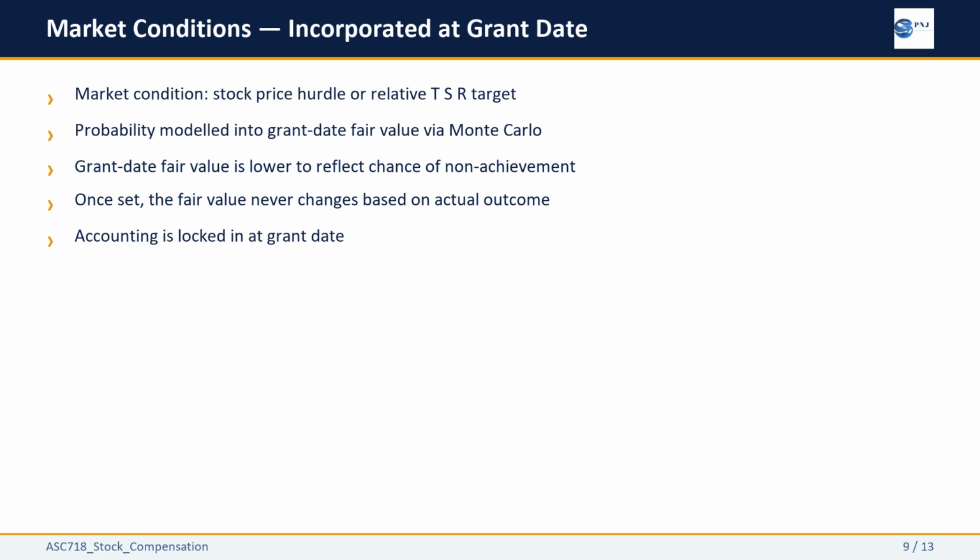A market condition, such as a stock price hurdle or a relative total shareholder return target, often called TSR, is treated entirely differently from a performance condition. Instead of adjusting the number of shares each period, the probability of achieving the market condition is modeled directly into the grant date fair value, typically using a Monte Carlo simulation. Because there is a chance the target will not be met, the resulting fair value is lower than it would be without the condition. And critically, once that grant date fair value is set, the accounting is locked in. The actual outcome of the market condition does not change the expense recognized.